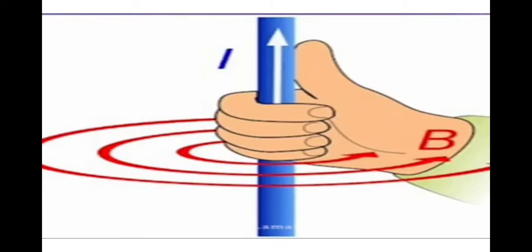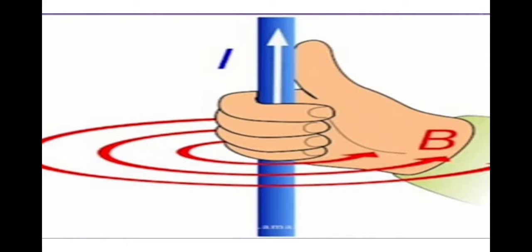What is the right hand thumb rule? Place the thumb of your right hand in the upward direction. It denotes the direction of the current. So the current is in the upward direction. You curl the four fingers in this direction. So the direction of the magnetic field is anti-clockwise. If the current is flowing in the upward direction in a wire, then the magnetic field will be in the anti-clockwise direction. This is about the right hand thumb rule.